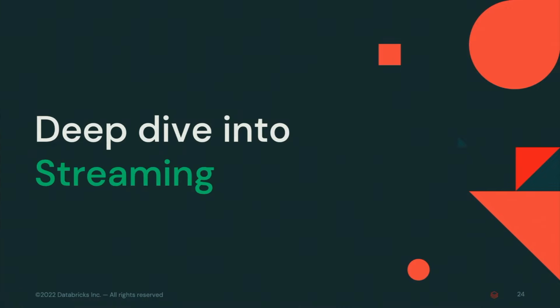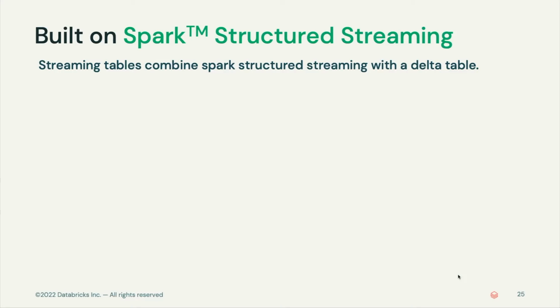So now that we understand the basic concepts and we know how to create streaming tables and materialized views, I want to do a deep dive into structured streaming and how it works inside of DLT. So as I just hinted to, all of structured streaming is available inside of DLT. It's based on exactly the same engine. We're just a really good way to run structured streaming.